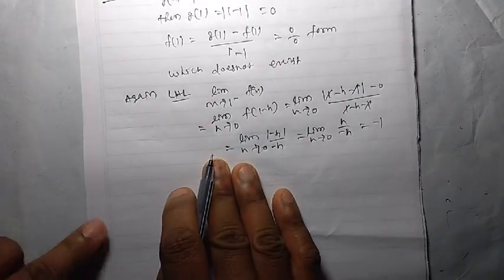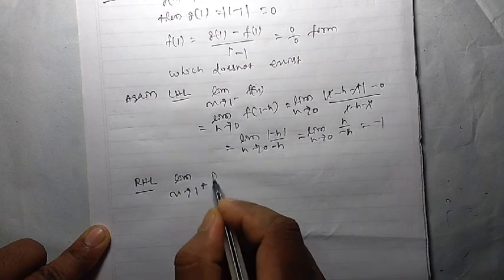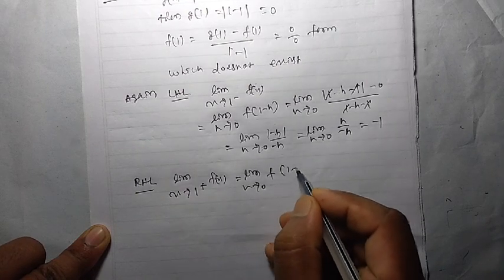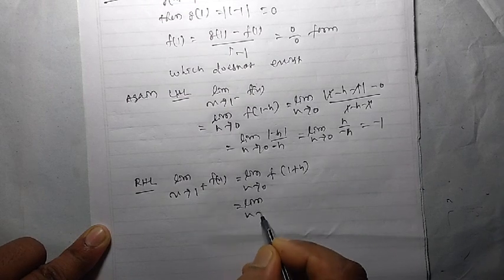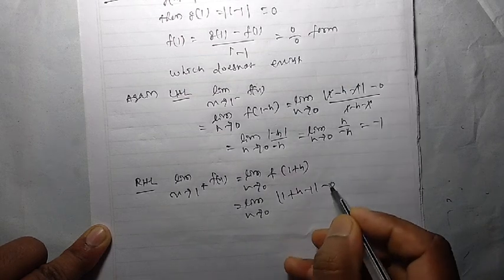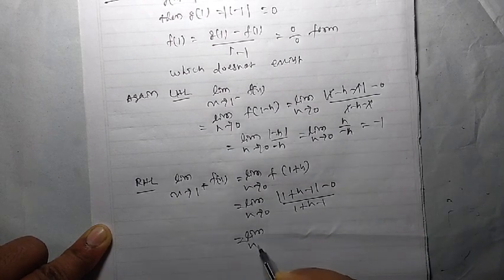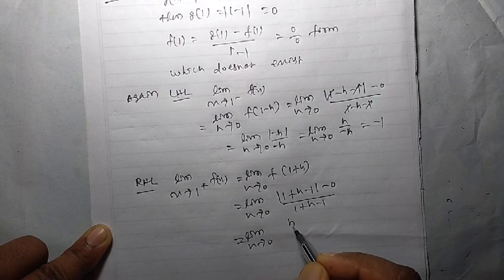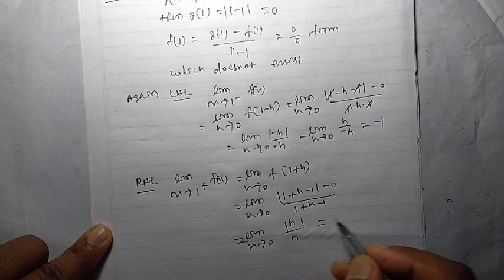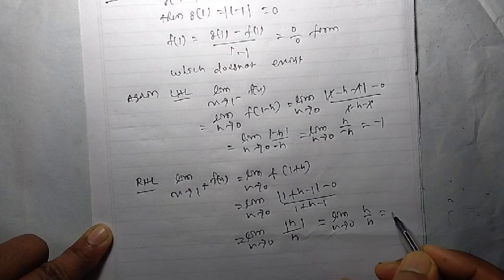Again you find RHL, which is equal to limit x tends to 1 plus f of x, equal to limit h tends to 0 f of 1 plus h, equal to mod of 1 plus h minus 1 minus 0 by 1 plus h minus 1. This is h by h, which is equal to 1.